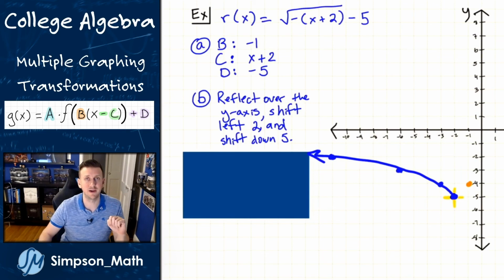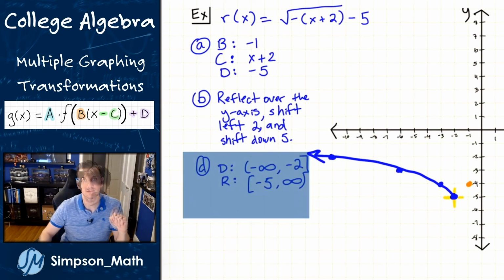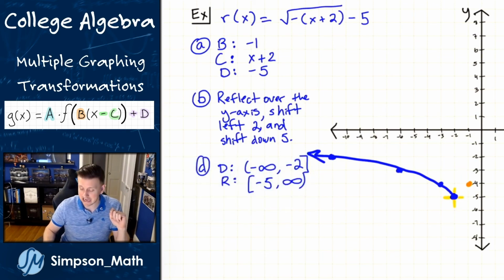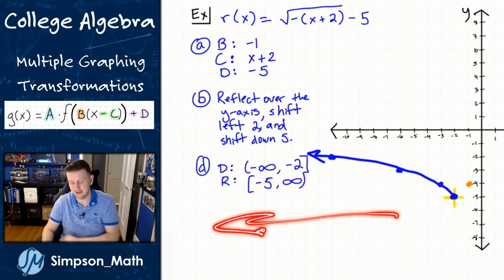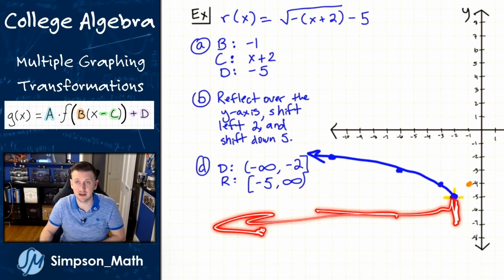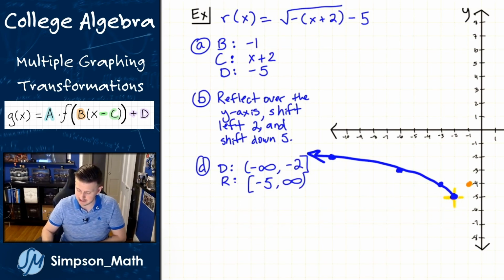So check your domain and range real fast. All right, our domain is from negative infinity. We're going all the way to negative infinity, and then all the way up to negative 2. So negative infinity to negative 2, square bracket on the negative 2. And then negative 5, square bracket, because we're starting at negative 5, all the way up to infinity for the range. Make sure that your parentheses around your infinities are always clearly parentheses. And if the square brackets, make sure they're clearly square brackets.